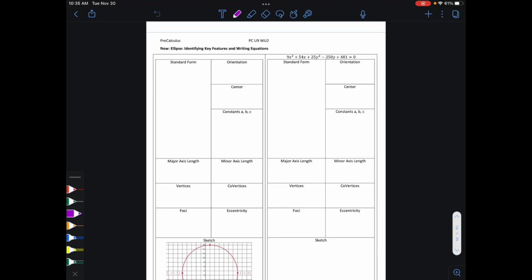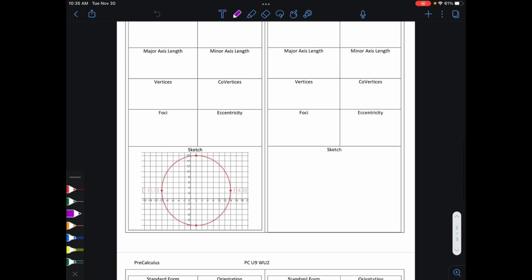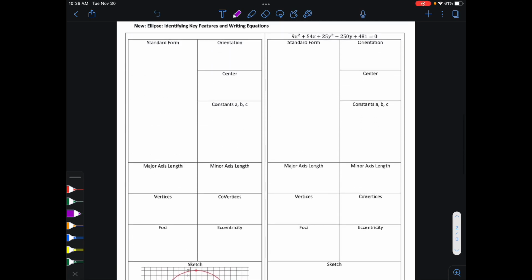All right, we're going to work our way through this Unit 9 WU2. So we're going to skip the review part. We're going to focus on our new content today, which is talking about the ellipse. All right, so each of these problems, we're given a certain different kind of information, and our goal is to not only write the equation in standard form, but find all the key features.